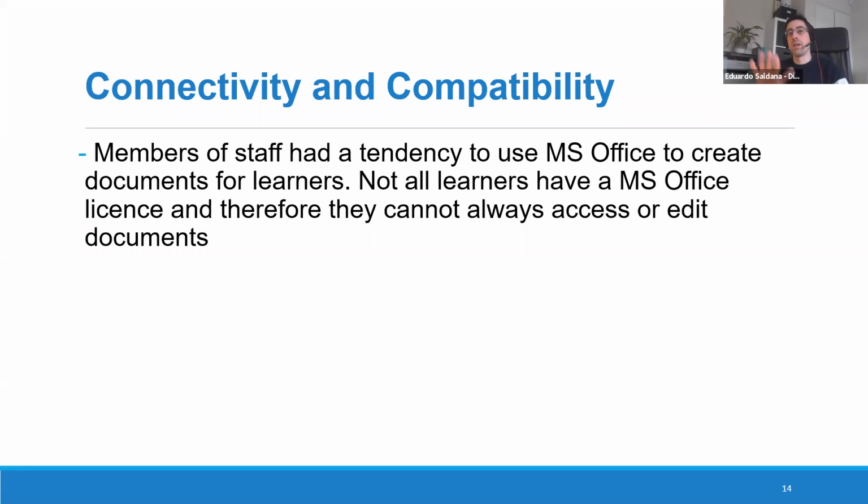And the problem that we saw with this is that not all learners have a Microsoft Office license. We're not going to ask them to get a license, which is over £100, just to access our course. And we cannot provide them. I wish we could, but we cannot provide every single one of them with a Microsoft Office license for their devices. The only thing that we can do is provide them with Google Docs, which are free and are included with their student account.